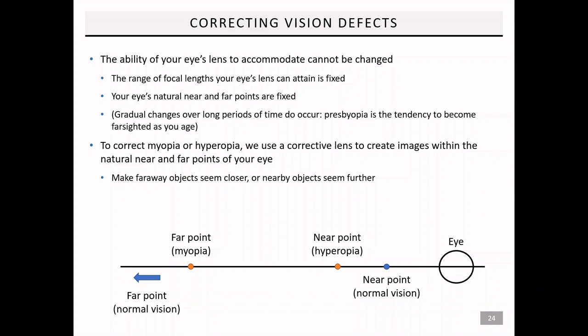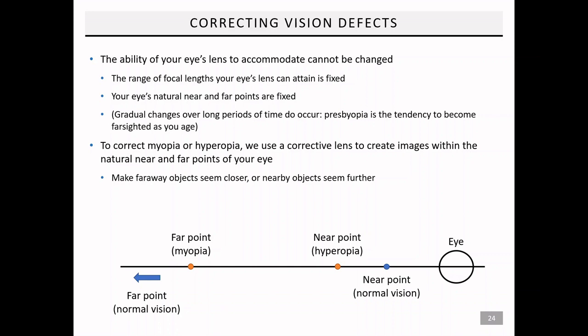Note that over long periods of time, generally speaking, as you age, your eye's ability to accommodate does deteriorate slightly. This is called presbyopia, and it's the tendency to become farsighted as you age. Your near point tends to push out a little bit the older you get. This is why older people tend to wear reading glasses.